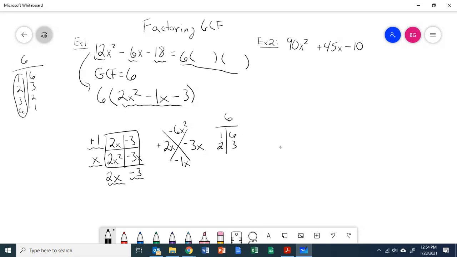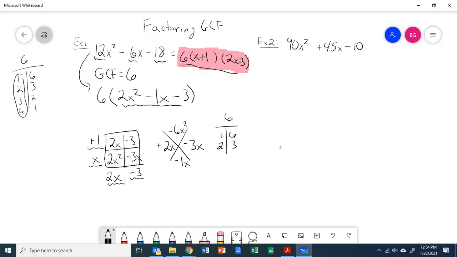Then check for that top right. A positive 1 times a negative 3, does it give me negative 3? And yes, it does. So then you go back up here, write your answer in. So we have x plus 1 times 2x minus 3. But I still have that 6 there, and that needs to be in the answer. Please don't forget that, otherwise it won't be correct. Okay, and that highlighted part is then your answer.